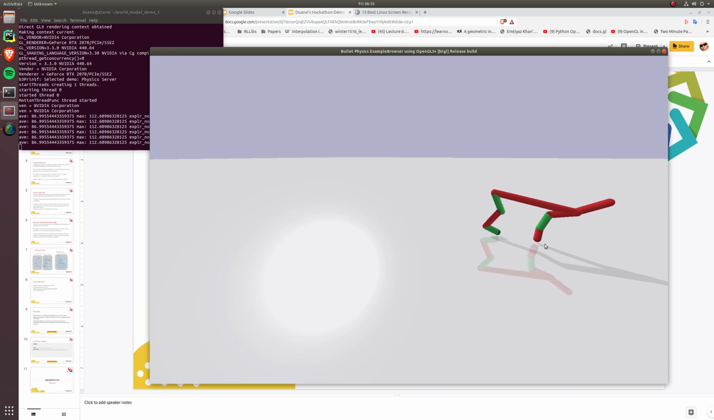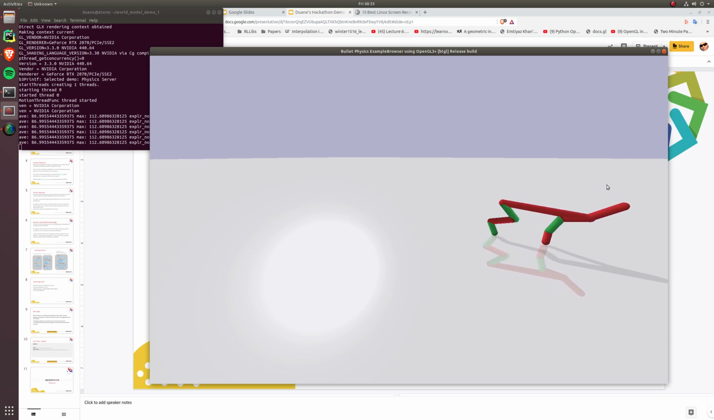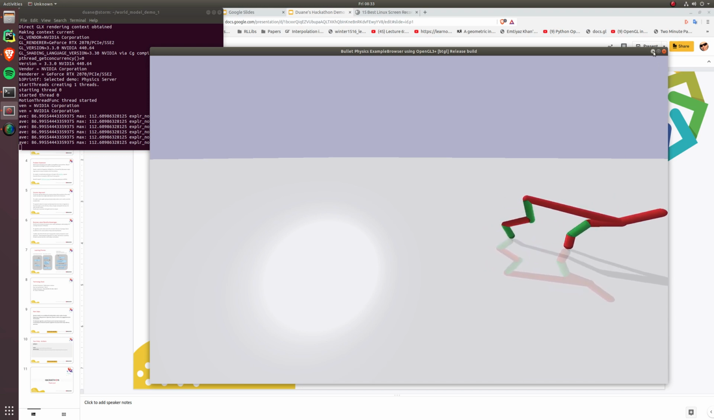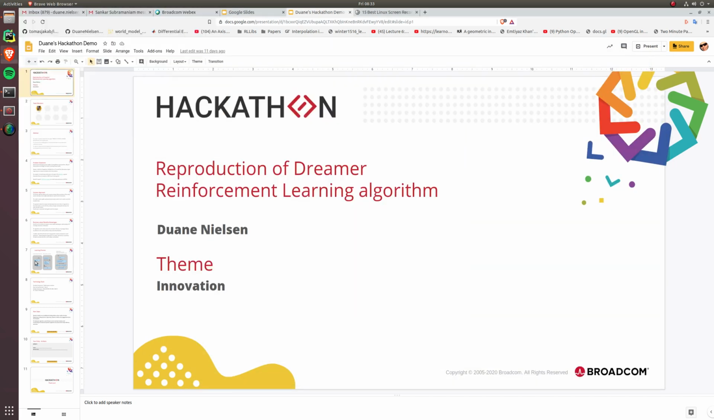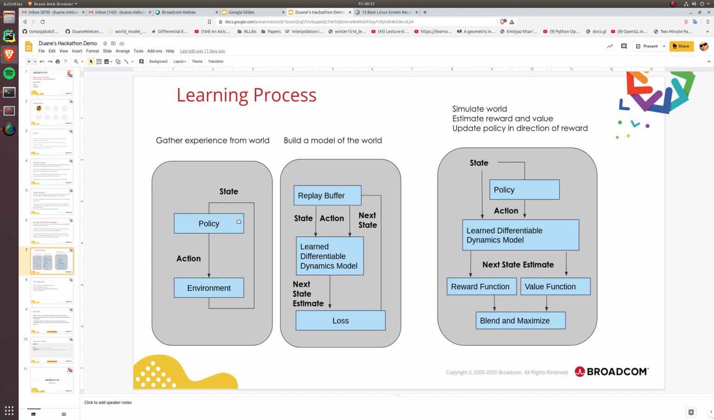And this is done using, obviously, deep learning and reinforcement learning, or AI algorithms. Quick look at the architecture, how this works. There's really three sort of steps here in the training process.